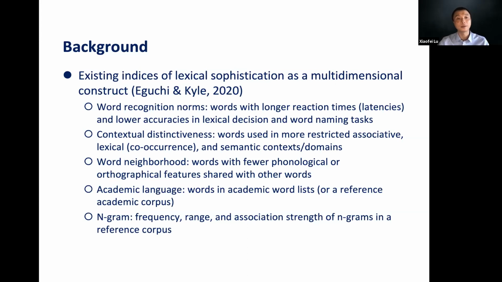Then word neighborhoods, this is a formal feature. So basically words with fewer phonological or orthographic features shared with other words will be more sophisticated.